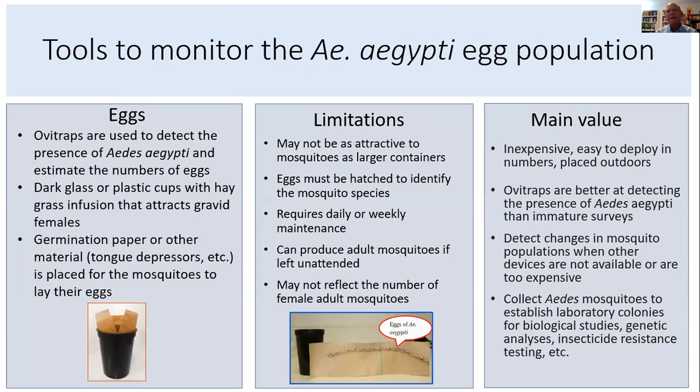So the other tool that we can use is the ovitraps. They were also used during the elimination campaign because monitoring eggs is a lot easier to detect the presence of Aedes aegypti than immature surveys. You can deploy many of them. They're not invasive. And sometimes you can use them to track the adult population.